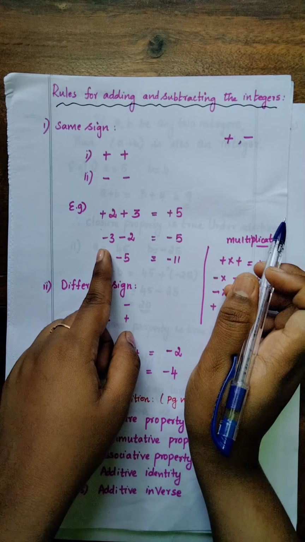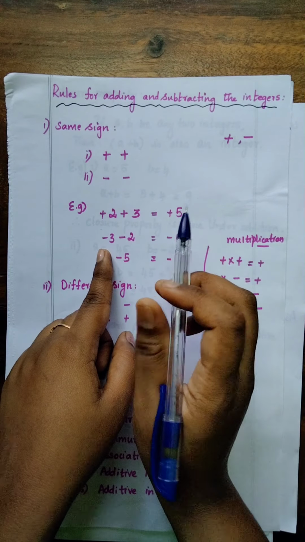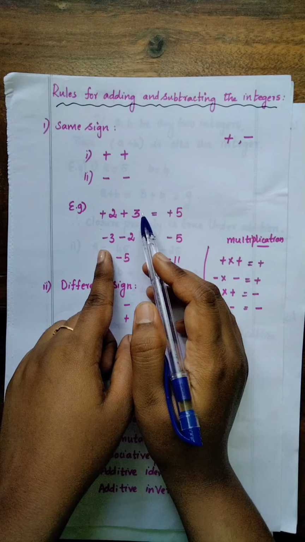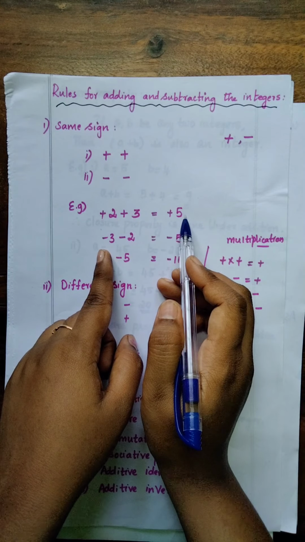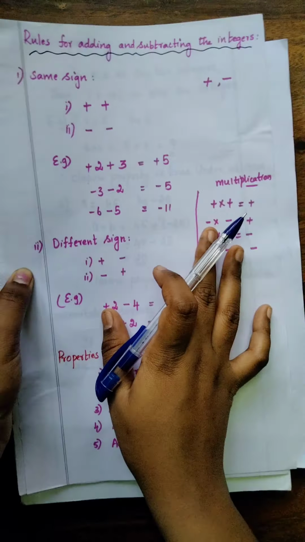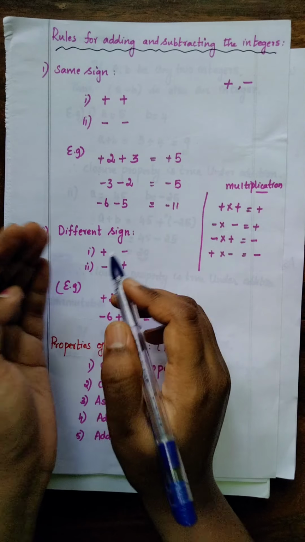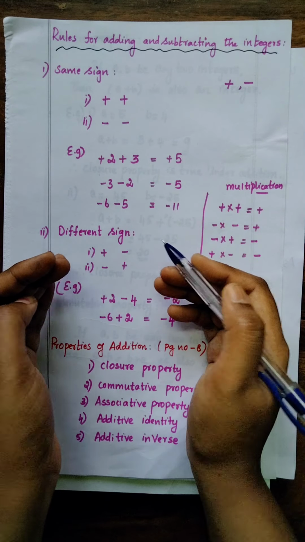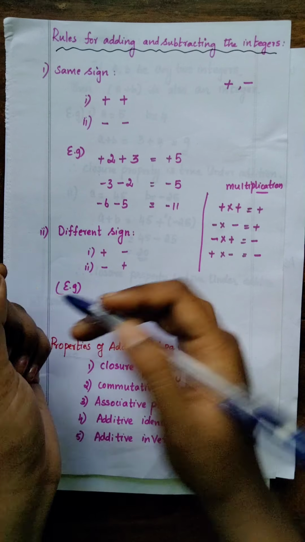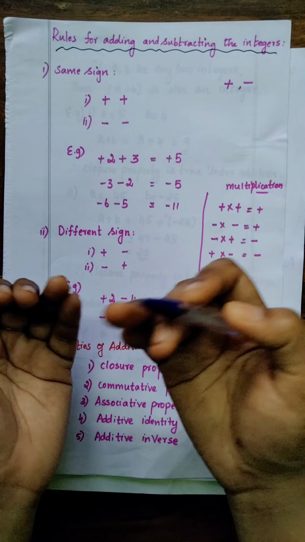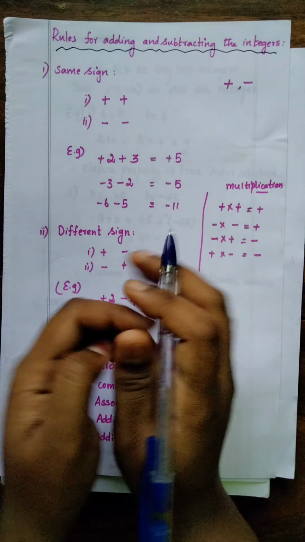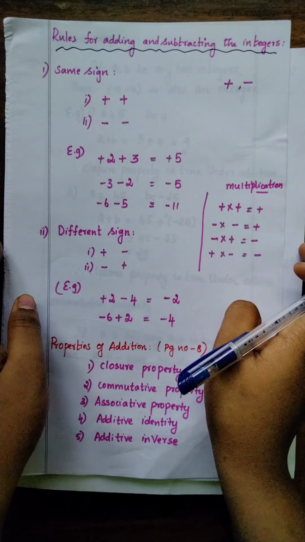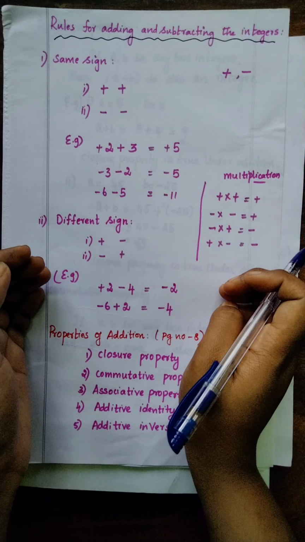Do you all understand? If both numbers have the same sign, we add the numbers and put the same sign. This is the rule. Next, different sign. Different sign means one number has a plus sign and the other has a minus sign, or one number has a minus sign and the other has a plus sign. In this case, what will you do?